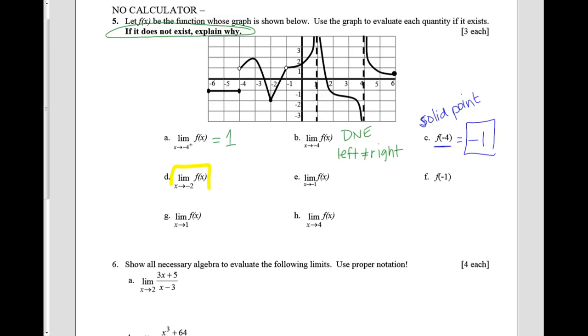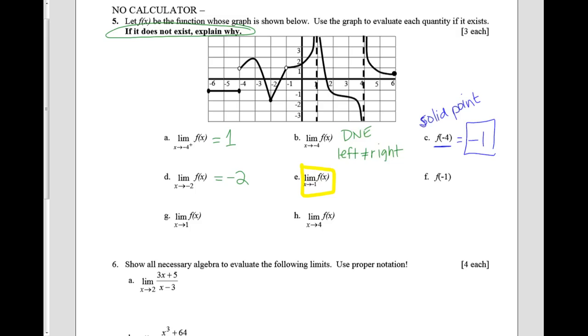All right, question D asks for the limit as x approaches -2. -2 is right here on our graph. If I approach from the right, my right finger is going down here, which is a y value of -2. My left finger would also be going down there to the y value of -2. So the limit is the y value, which is -2.